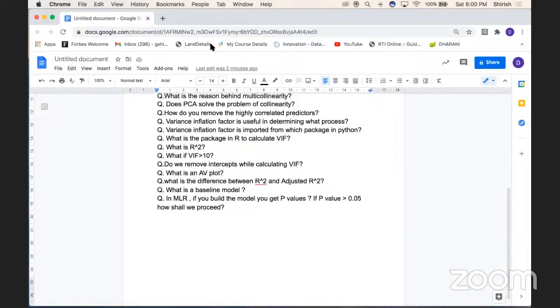So when you go for VIF, if VIF is greater than 10, then you have to take a call on which observations you have to delete, the ones having the maximum collinearity problem, right?